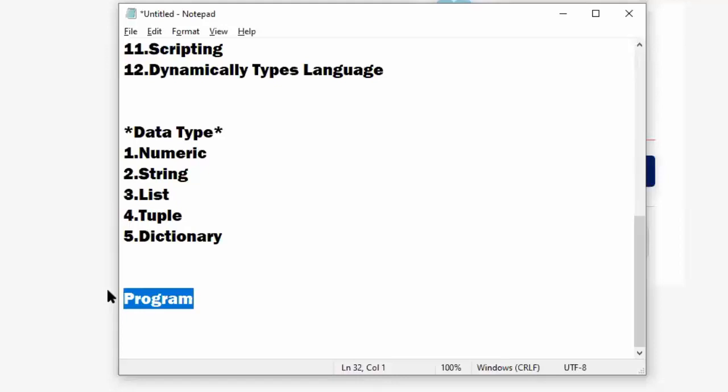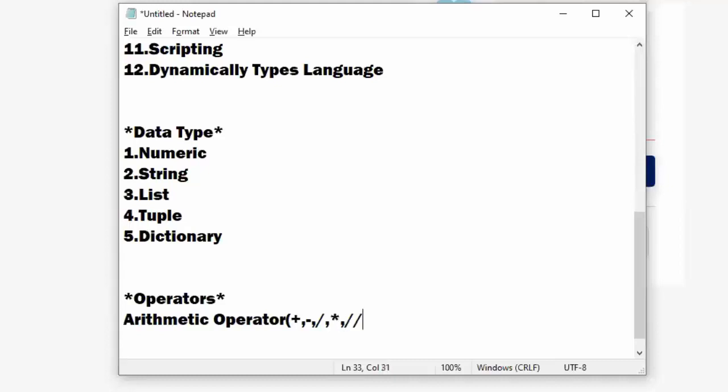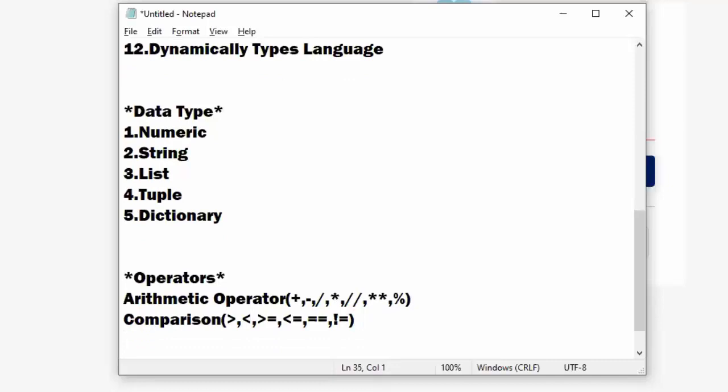Now we'll see some operators. Already I have explained arithmetic operators. Arithmetic are plus, minus, division, star, double star and modulus. Second is comparison. For comparison you have, like in another programming language, greater than, less than, greater than or equal to, less than or equal to and not equal to. These are the same. Fine.